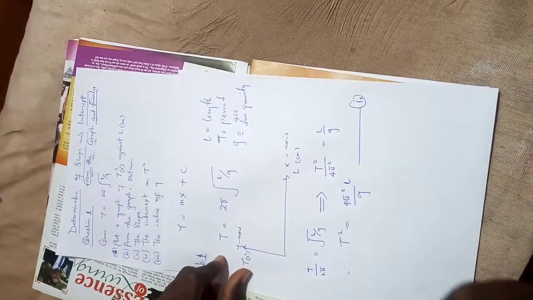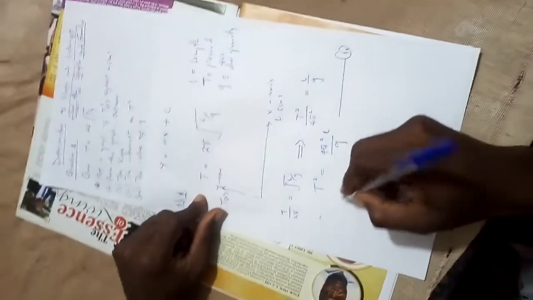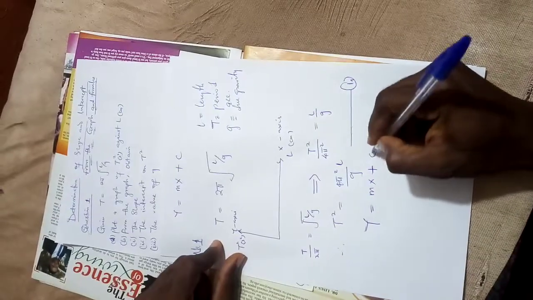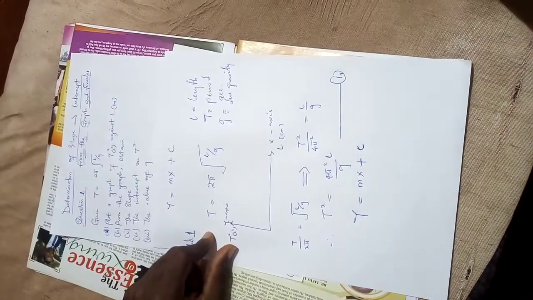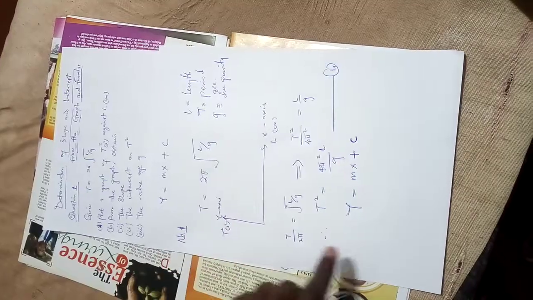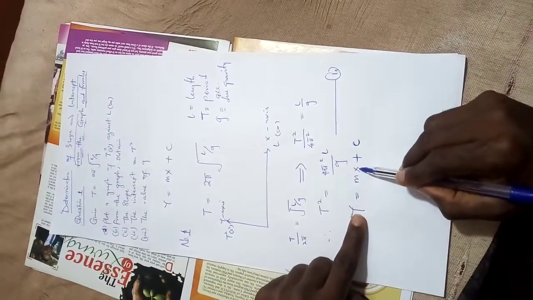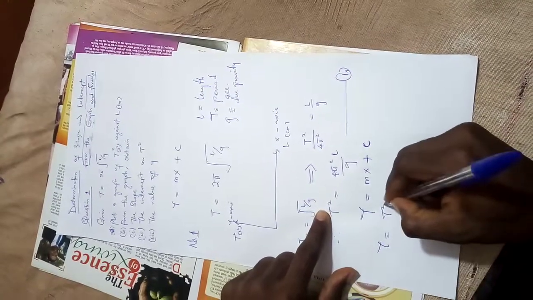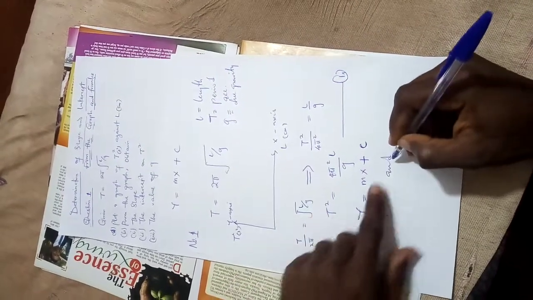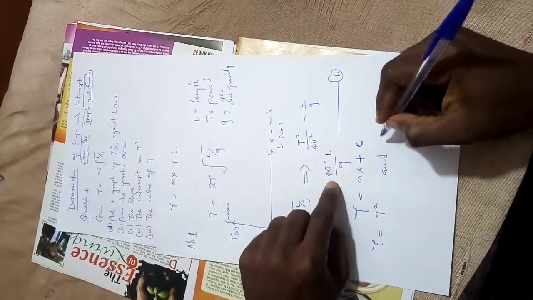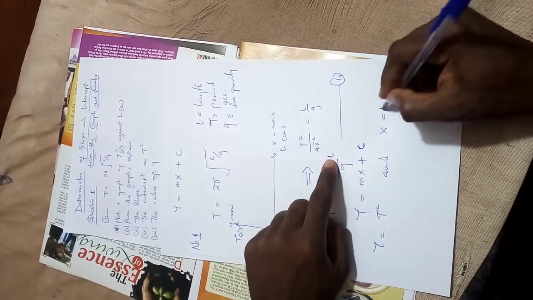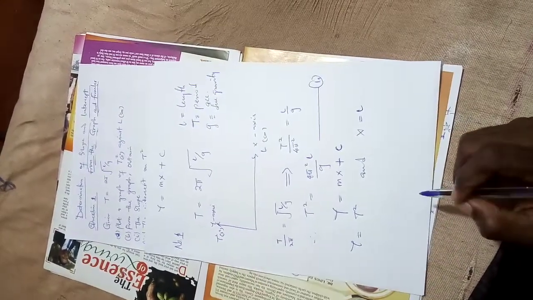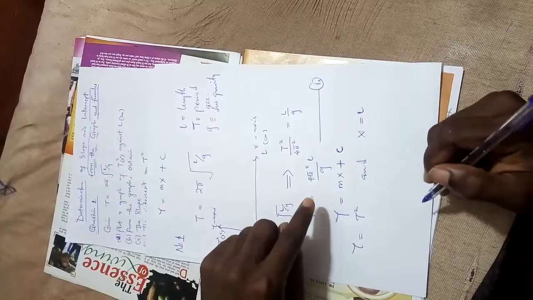I'll compare equation 1a with the general equation for a straight line graph. This is your y axis, this is your x axis, so your y is like your T squared, and your x is like your L. Are we together?